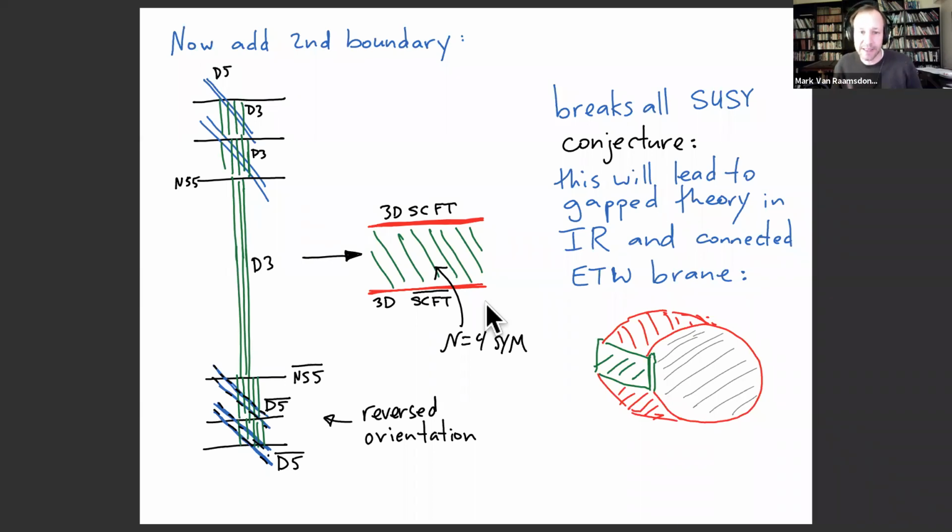Okay. Now in this case, with all the supersymmetry broken, my expectation is that this theory is not going to have any special IR fixed point, that it will just flow to a gapped theory. And the bulk picture of that, I want to argue now, is that the end of the world branes connect up.